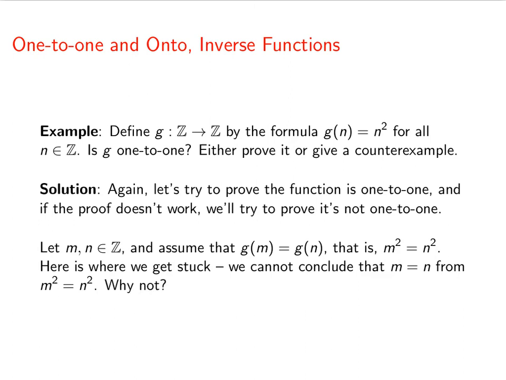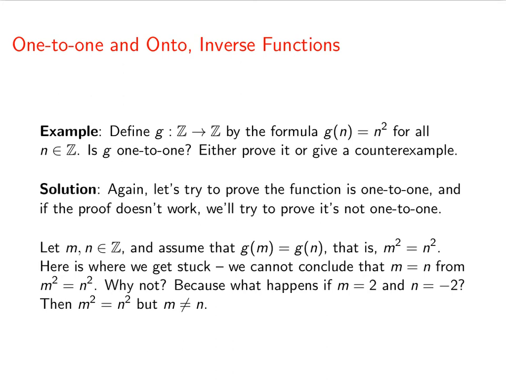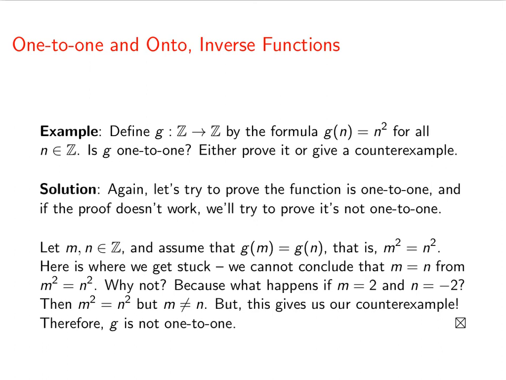Well, why not? Well, what happens if m is equal to 2 and n is equal to negative 2? Well, then m squared is equal to n squared, but m is not equal to n. Well, look, that gives us our counterexample. Therefore, g is not one-to-one. So in the process of trying to prove that the function is one-to-one, we come up with a counterexample that actually shows it's not one-to-one.